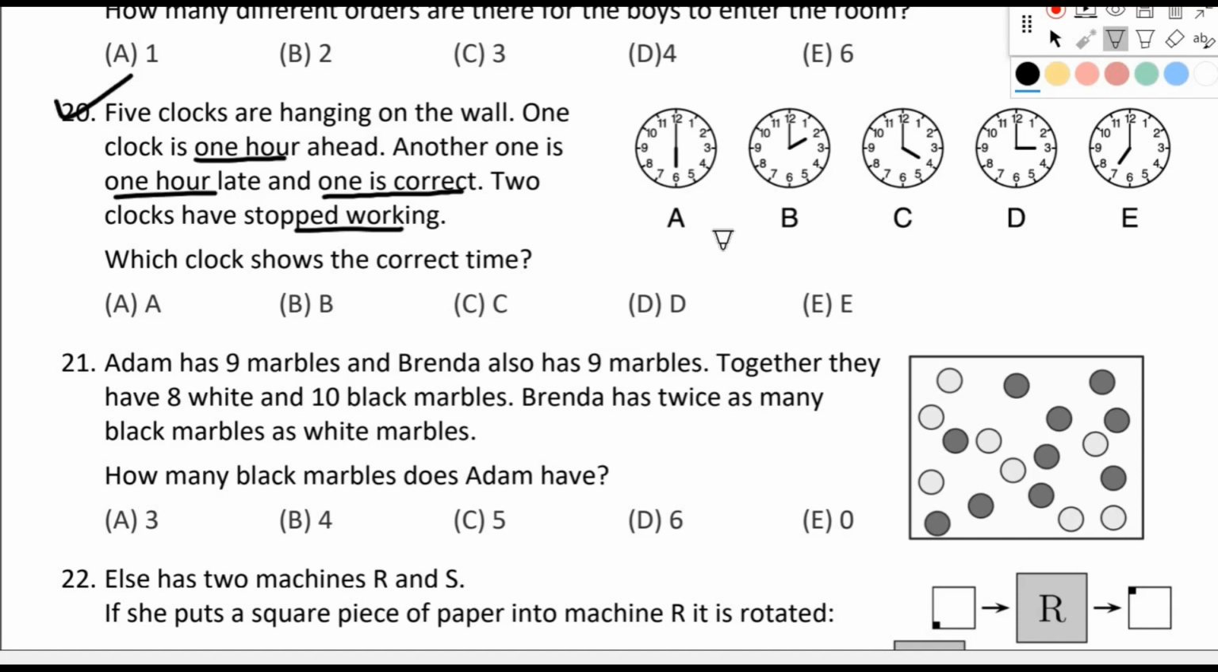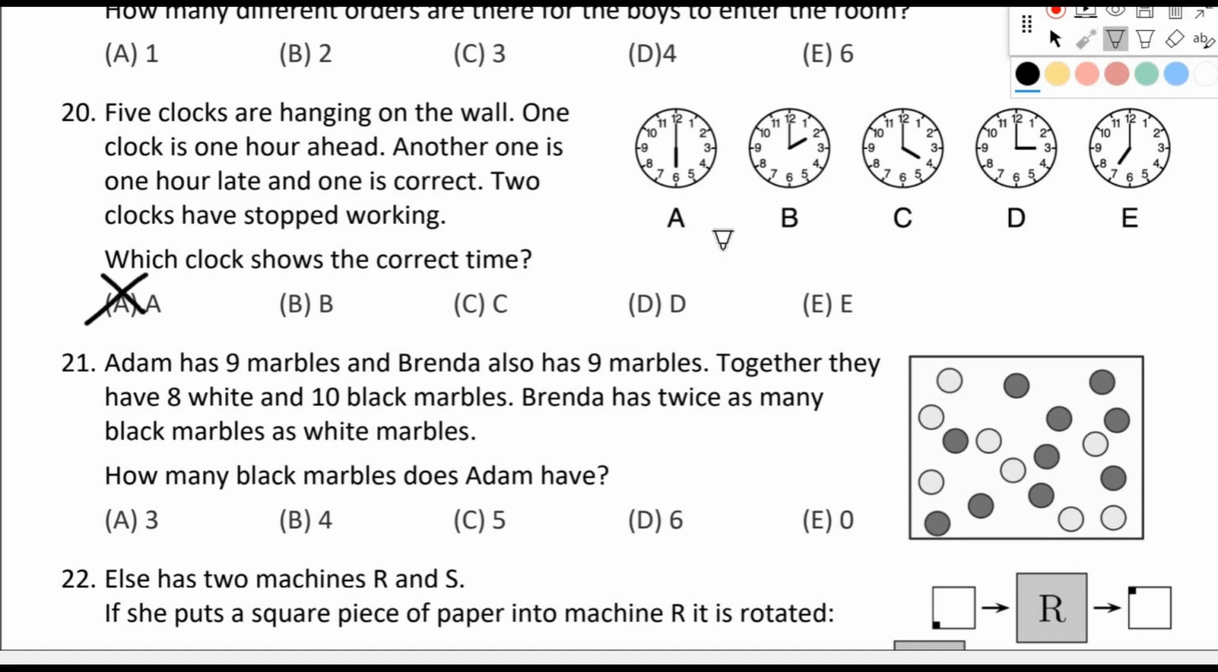For identifying, just see clock 1. For clock 1, think that clock 1 is right. If clock 1 is right, based on this, we will guess the others. So one of the clocks is 1 hour ahead. Which clock? See, clock A is 6 o'clock. So which clock is showing 7? Okay, 1 hour ahead. Another clock is 1 hour back. Is there any clock that is showing 5 o'clock? None of them. So option A is not possible.